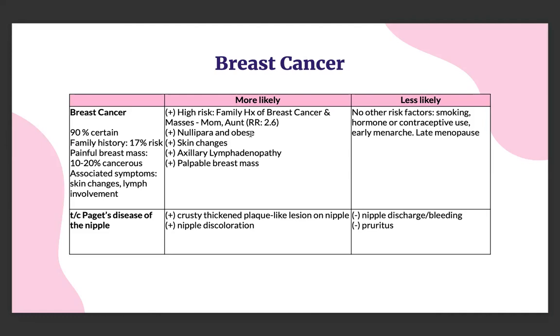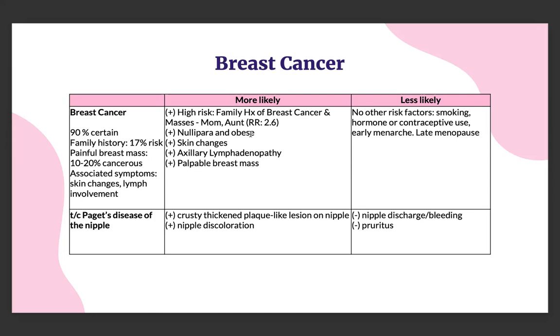So for breast cancer, when we take a look at the patient, she is at high risk, because there is a family history of breast cancer in one immediate family member, her mom, and also her maternal aunt. That actually increases the risk. So when we look at the prevalence, the risk doubles if you have two family members who have breast cancer.